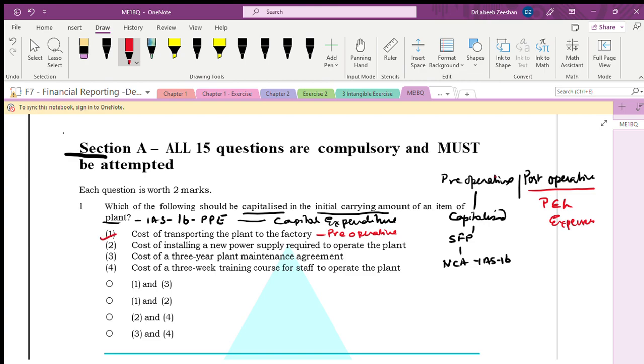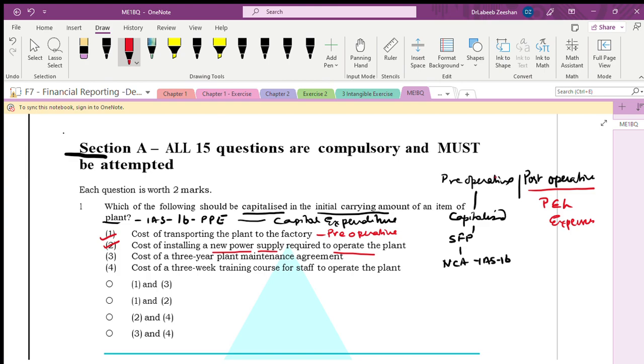Cost of installation of new power supply. We are talking about the supply needed for that. We are not talking about repairs, nothing like that. We are talking about the new one. We are starting for the first time, long term, and it is for the new factory to operate the plant. It is also going to be capitalized.